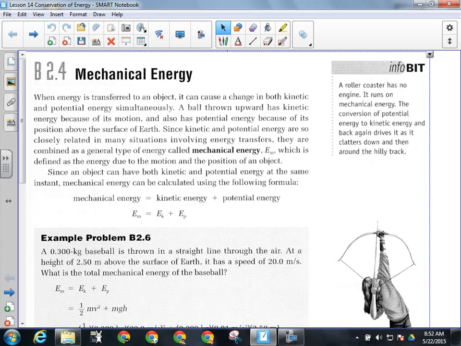So whenever I do work on something, it is either going to go faster, move further away from the Earth, or both. Okay, everyone follow me there? All right, so we're changing the mechanical energy of an object.